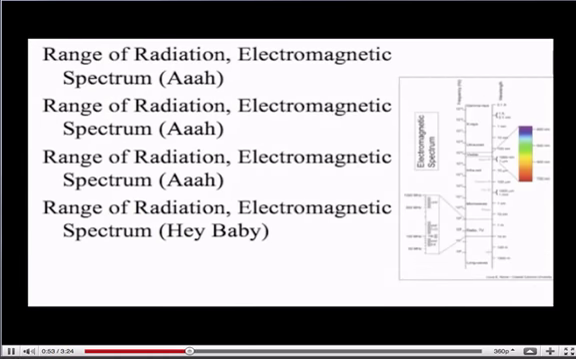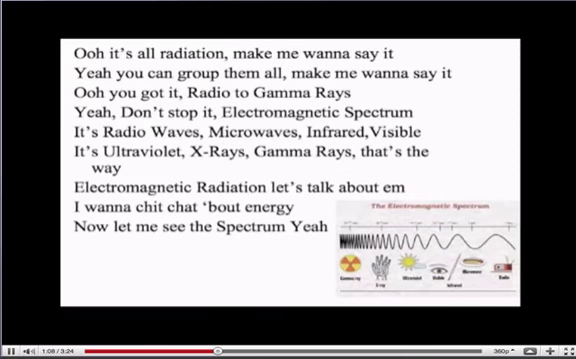Radio radiation. Electromagnetic spectrum. Ooh, it's all radiation, make me wanna say it. Yeah, you can group them all, make me wanna say it. Ooh, you got it, radio to gamma rays. Yeah, don't stop it. Electromagnetic spectrum. It's radio waves, microwaves, infrared, visible, ultraviolet, X-rays, gamma rays. That's the way. Electromagnetic radiation. Let's talk about energy. Now let me see the spectrum, baby.